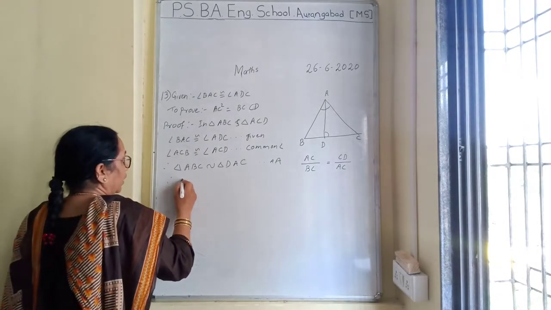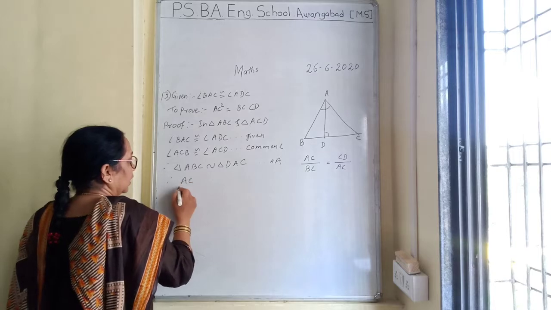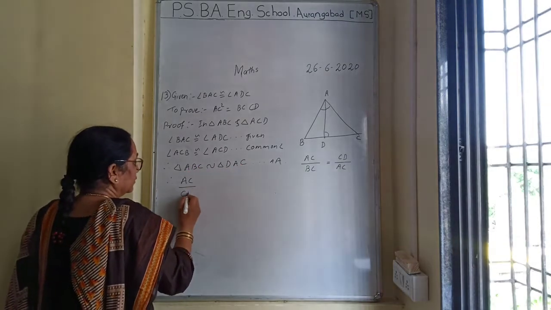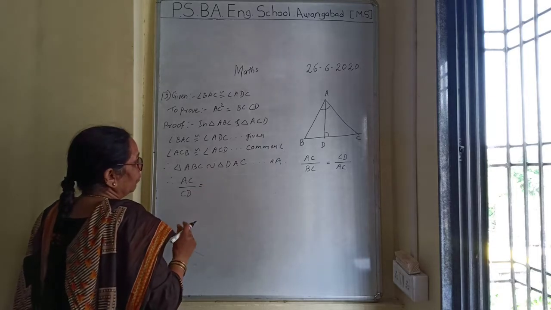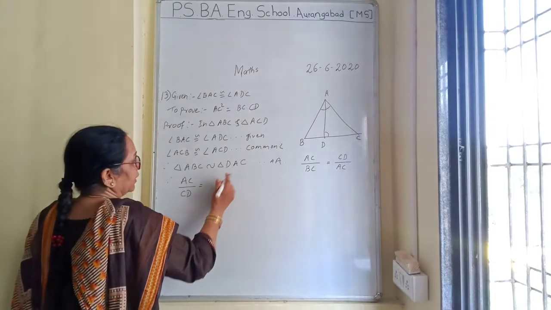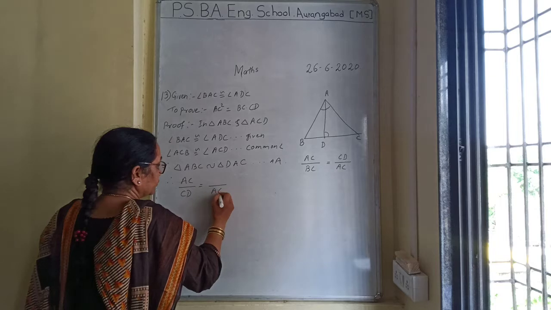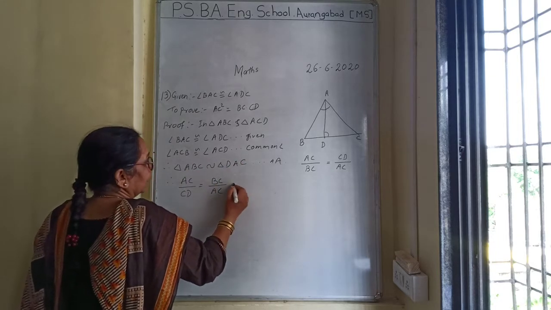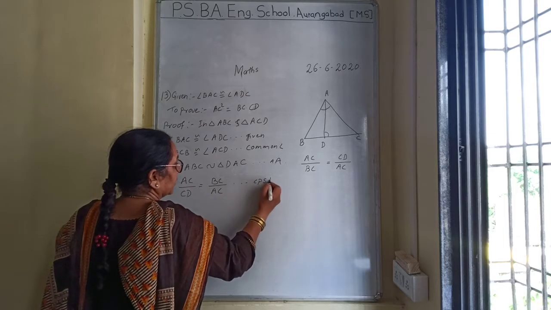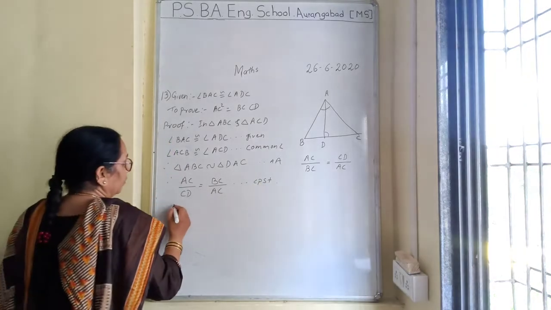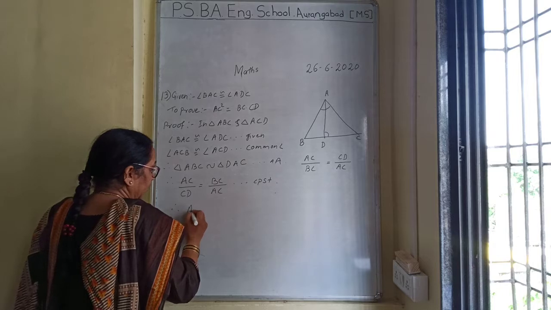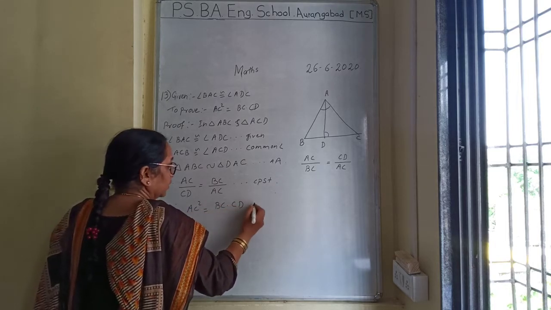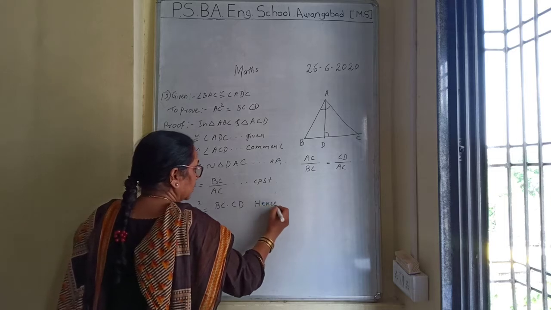Therefore, now here AC upon AC is first and third letter, here CD is equal to, here AC is second and third in the denominator. So in the numerator it will be BC and reason will be CPST. Correct? Now therefore cross multiply, AC square is equal to BC into CD. Hence proved.